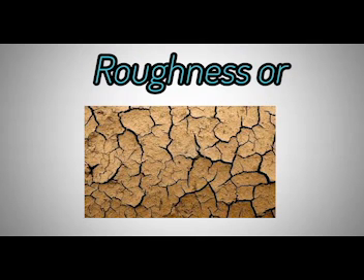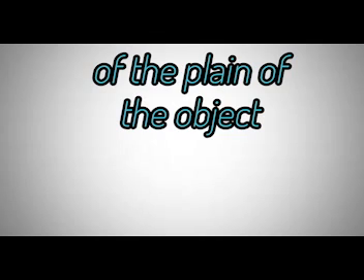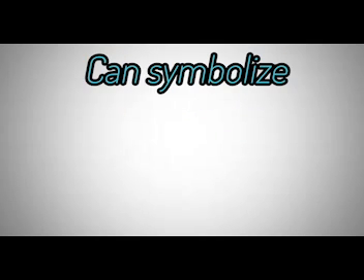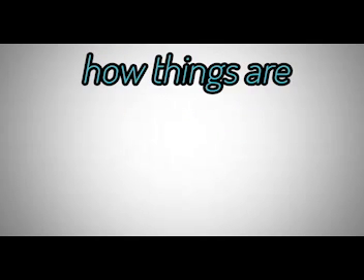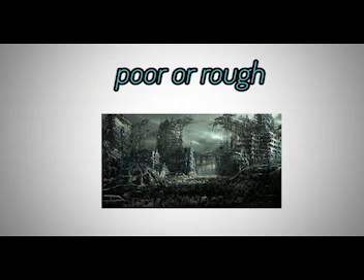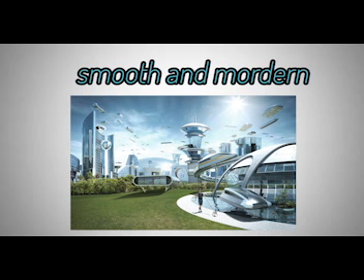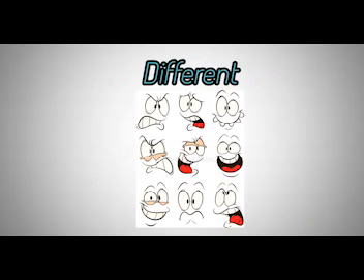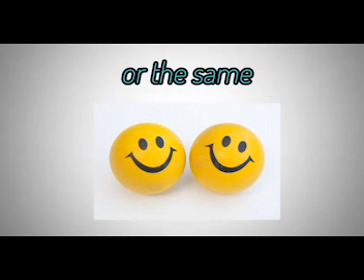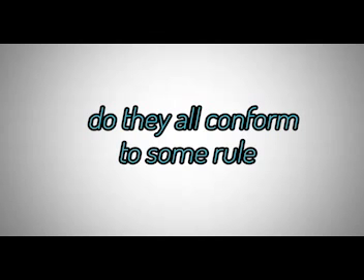Next, texture. Texture, or the roughness or smoothness of the plane of an object, can symbolize how things are poor or rough or smooth and modern. Variety is how things are different or the same. Are they distinctive or do they all conform to some rule?